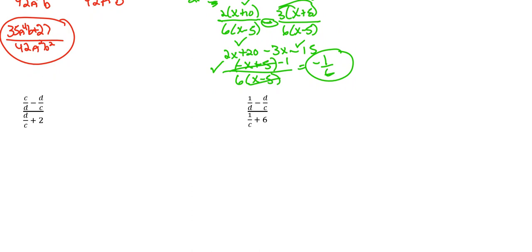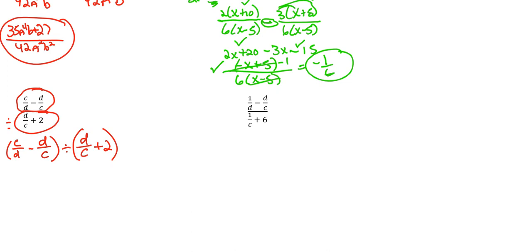So let's get going. So for this one, first thing you want to do is make sure you decipher the problem. This whole thing means it's this divided by this. So I'm going to rewrite that. So it's C over D minus D over C. And we're dividing it by D over C plus 2. All right, so now I'm going to go ahead and do this, and then the last thing I'll do is try to bring these two parts together.